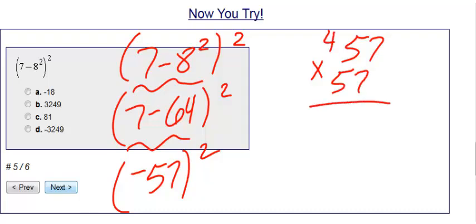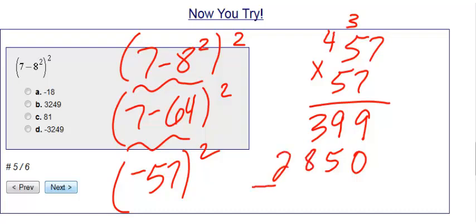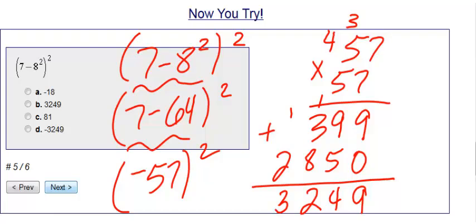7 times 7 is 49. 7 times 5 is 35, plus my 4 is 39. Add my 0. 5 times 7 is 35. 5 times 5 is 25, plus my 3 is 28. We're adding. 9 plus 0 is 9. 9 plus 5 is 14. Carry that 1. 8 and 3 and 1, I get 12. Carry the 1. And 2 and 1 is 3. So we get an answer, 3,249, which is choice B.